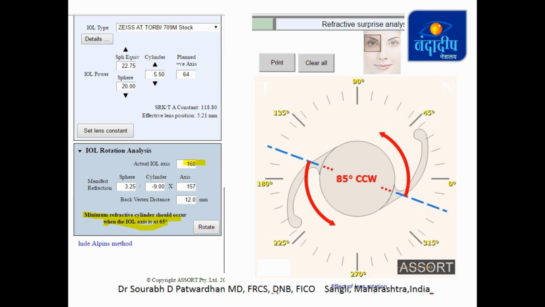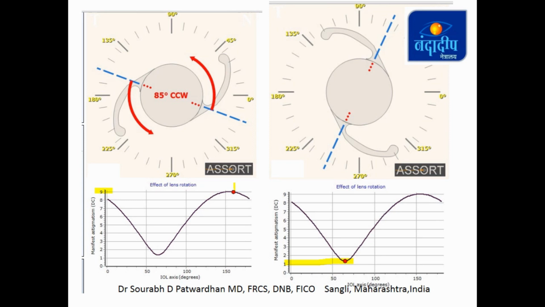Wow, that's a huge rotation that I have to do. So what did I miss? This website will also tell us, when you start rotating this IOL, how the astigmatism is going to decrease. So if you see the present position of the IOL, you will find that there is 9 diopter of astigmatism, and as you rotate it 85 degrees you will have closer to 0.5 to 1 diopter astigmatism. So that's great. So where did I go wrong here?